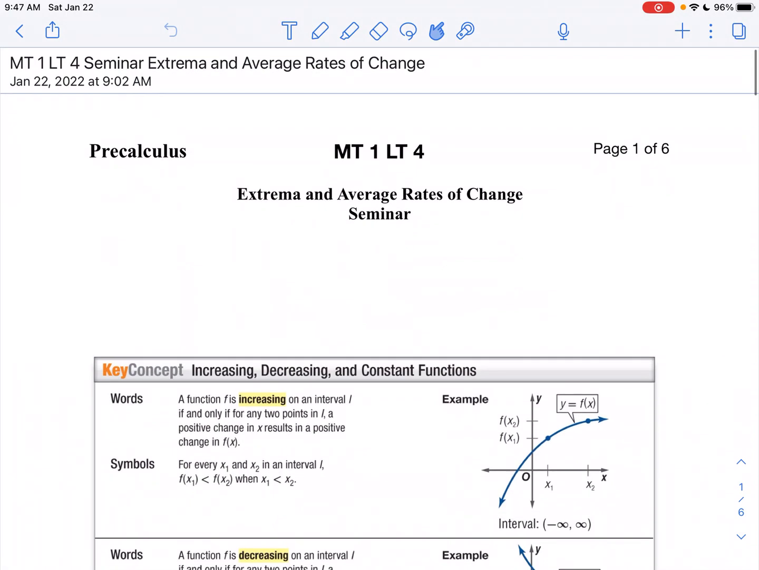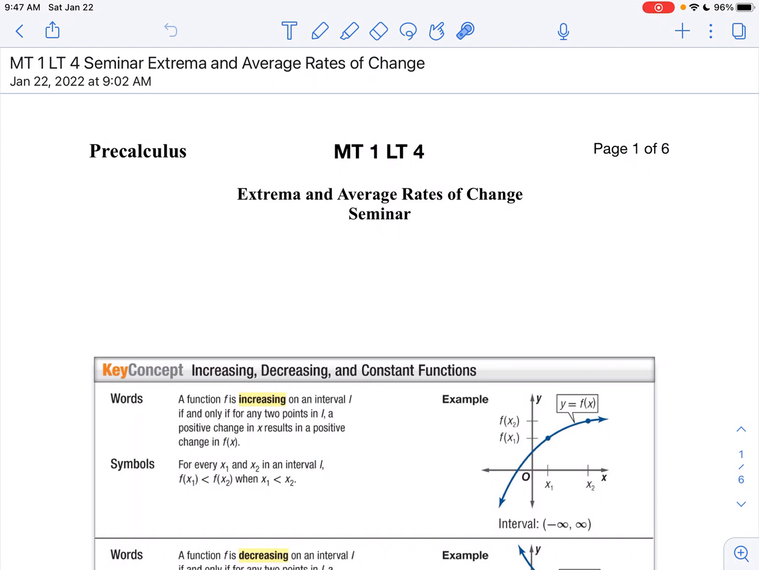Hello, in this lesson, I want you to determine intervals in which functions are increasing, constant, or decreasing and determine the maximum and minimum values of the functions. I want you to determine the average rate of change of a function. So we have some vocabulary words here again. We have increasing, decreasing, constant, maximum, minimum, extrema, average rate of change, and secant line.